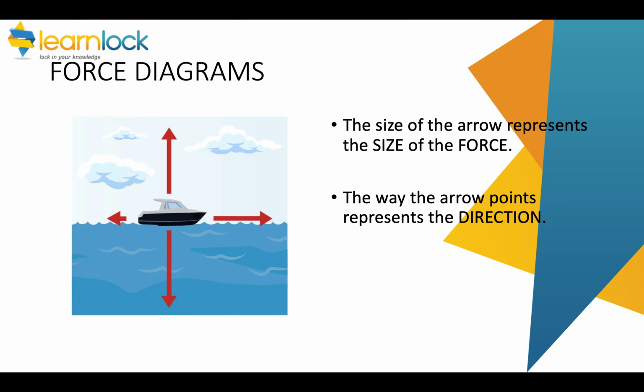When you're doing force diagrams, the size of the arrow represents the size of the force, and the way in which the arrow points represents the direction. So you can see here, this would show that the boat was moving forwards.